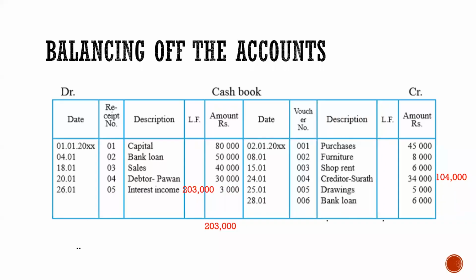Just as we discussed in our previous video, since this side is larger, we could put the date, balance carried down, and add 99,000 to make this side equal to 203,000. And later on, we can bring the balance brought forward amount on the debit side with the value of 99,000. In such a way we can balance off the account.